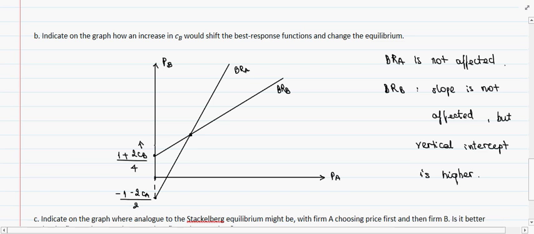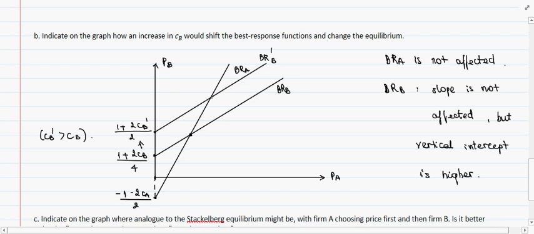Okay, so an increase in CB is going to push the best response function for firm B up in a parallel manner. So it's going to increase the vertical intercept to a higher level. I'll say this one will be 1 plus 2 CB dash, everything divided by 2, where CB dash is bigger than CB. So if we have an increase in the cost CB, it will increase the vertical intercept, however keep the slope the same. So our best response function is going to be like this now. This is the best response function for firm B dash.